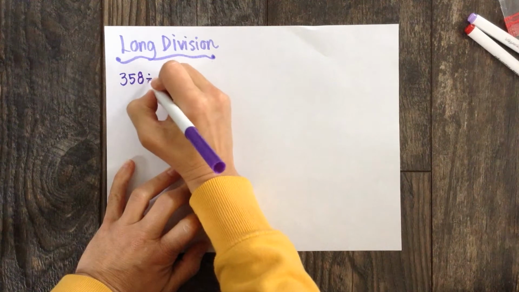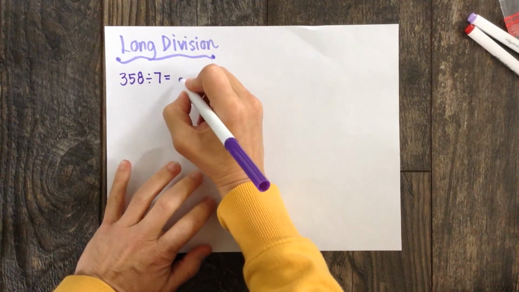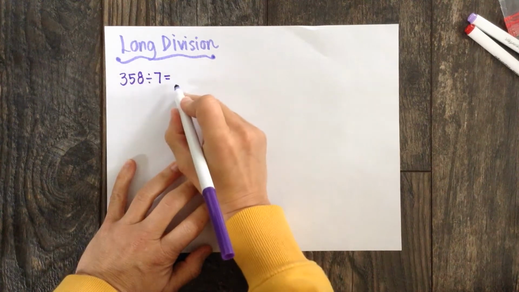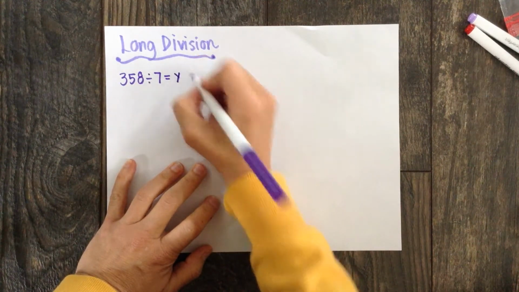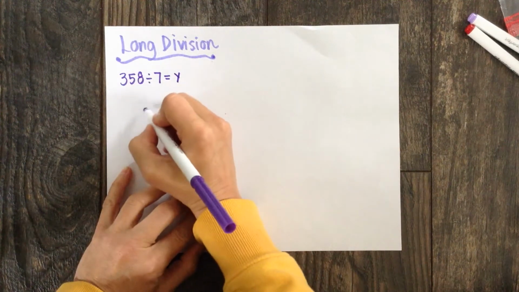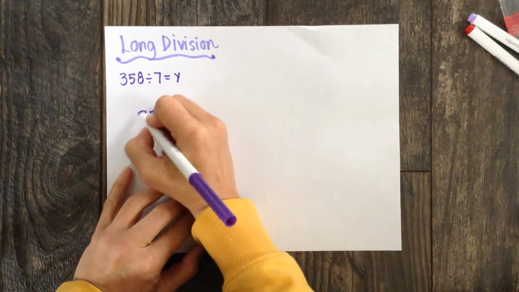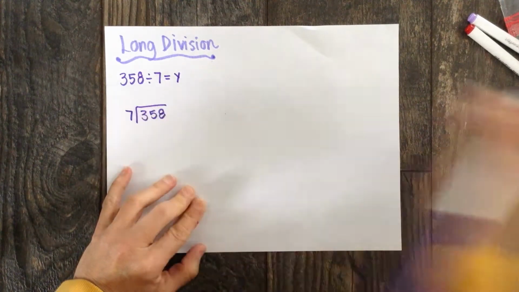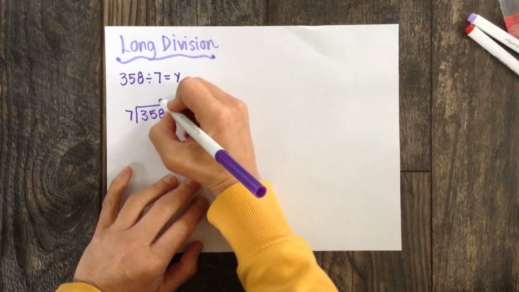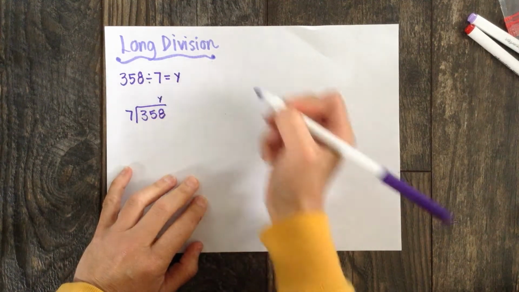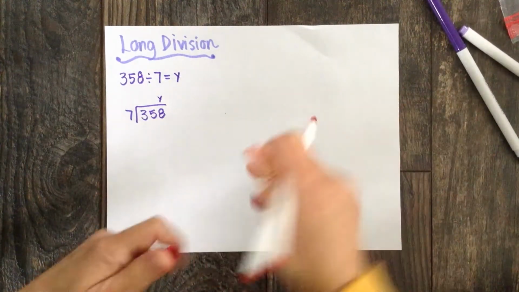358 divided by 7 equals our quotient. Right? Our answer, our question, let's create a little variable here. Y. We can also write it in a different way, which is what we're going to do today. 358 divided by 7 is going to give our quotient here. So our answer, or our Y, or our question, is going to be at the top. Let's go ahead and label the parts of this before we move on.